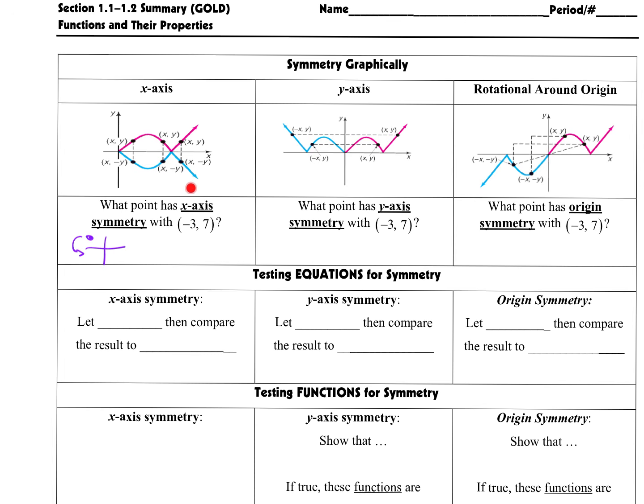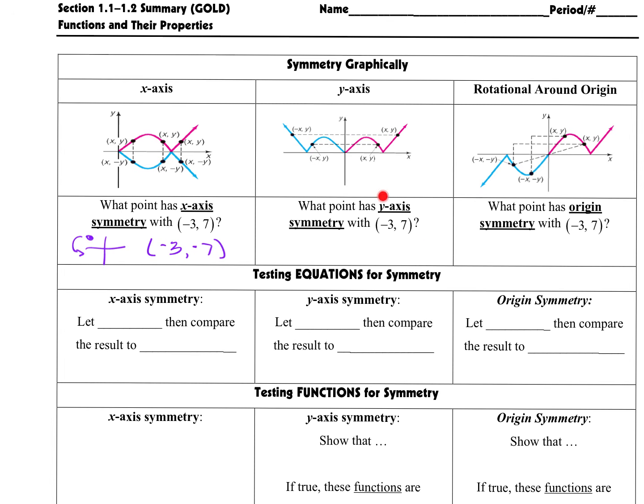Now up here you can see the rule that's actually happening. We can see that the x-coordinate is going to stay the same, but the y-coordinate is going to change sign. So if we want to know where this point in the third quadrant is, we are going to keep that x-coordinate the same, and the y-coordinate is going to change sign.